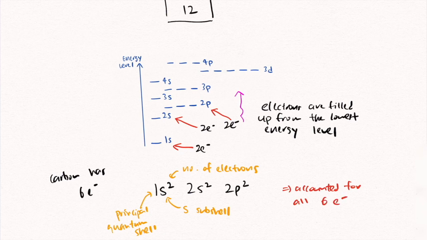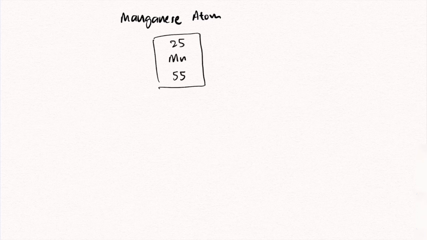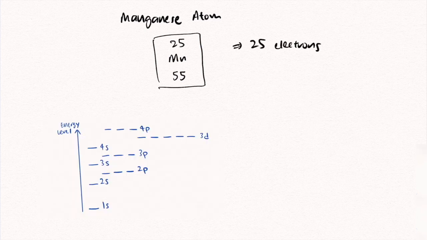Now, let us do a much harder example. We will begin by writing down the electronic configuration of manganese. In the manganese atom, there are 25 electrons. Again, let us look at the energy level diagram. Similarly, we will fill up from the lowest energy level. The first 2 electrons will fill up the 1s orbital, the next 2 electrons will fill up the 2s orbital, following which, the next 6 electrons will fill up the 2p orbital. At this point, we have accounted for 10 electrons and have 15 electrons left.